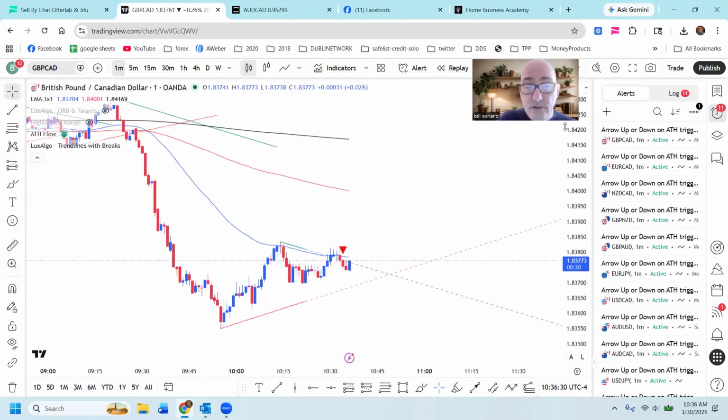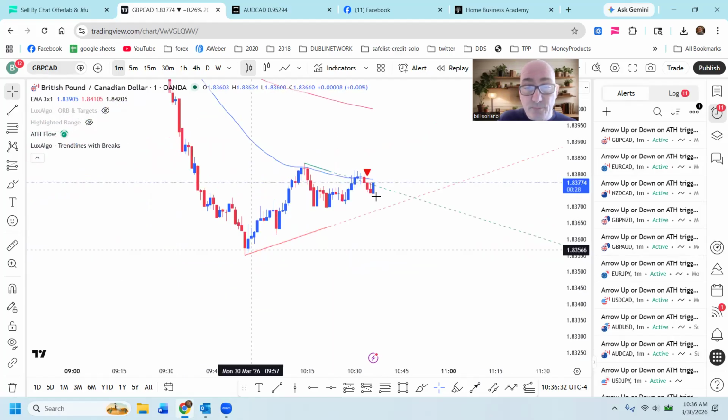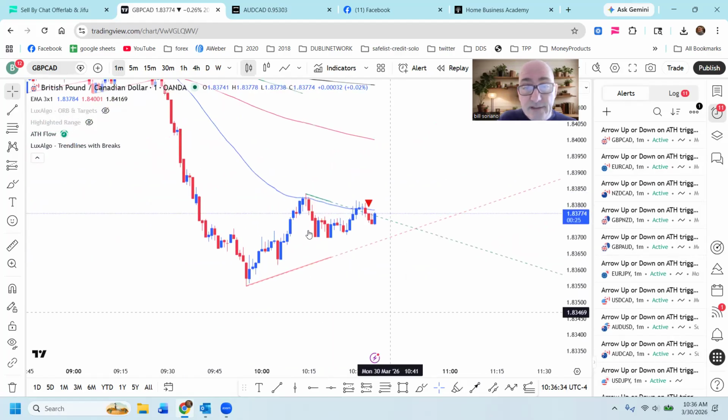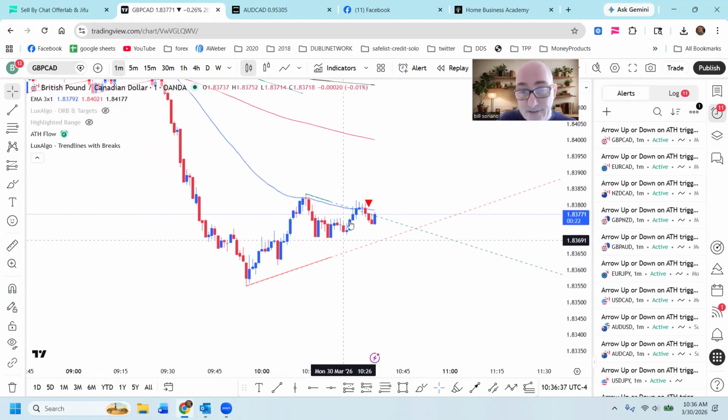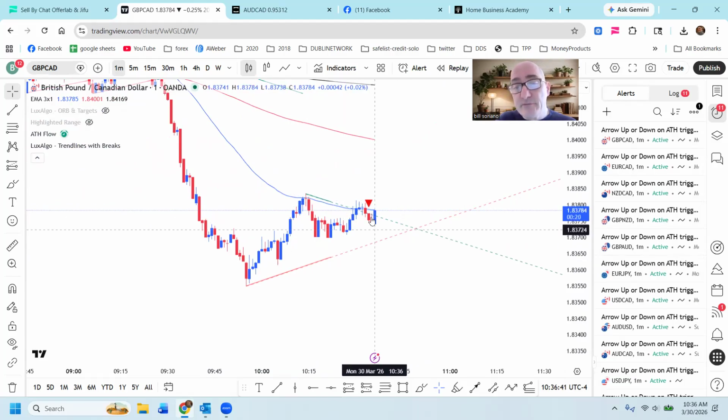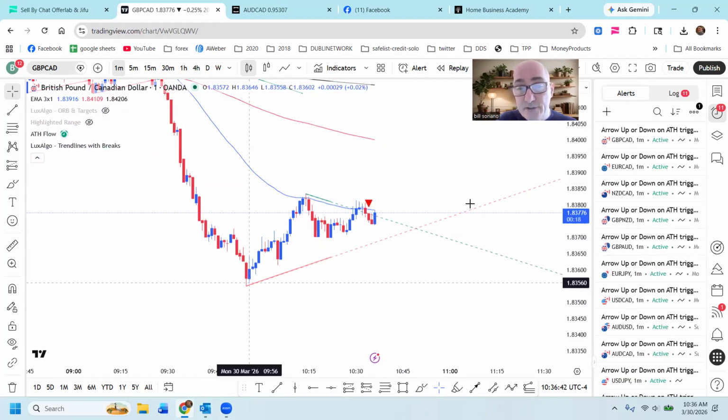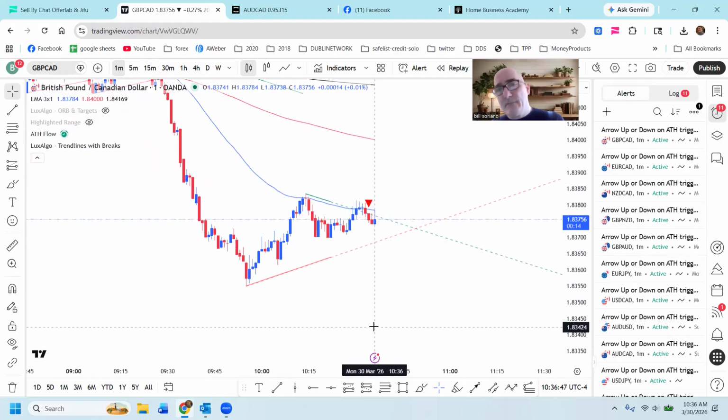Everything else looks good here as far as the pullback looks good, right? Finding support at the 55 here, and then here again looks very good. So if we would get a break of this trend line that the indicator has drawn for us, and then a continuation candle, that could be a potential trade if that 15-minute moving average lined up.